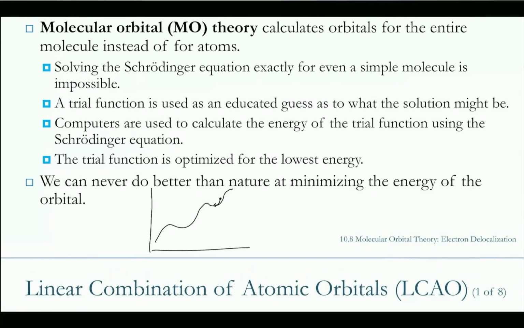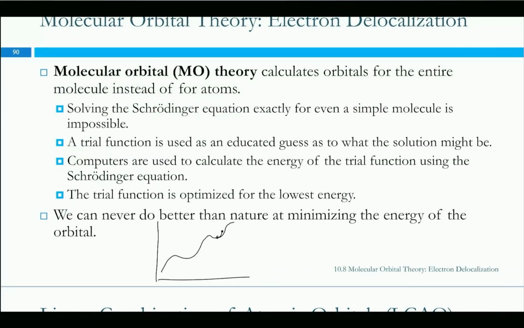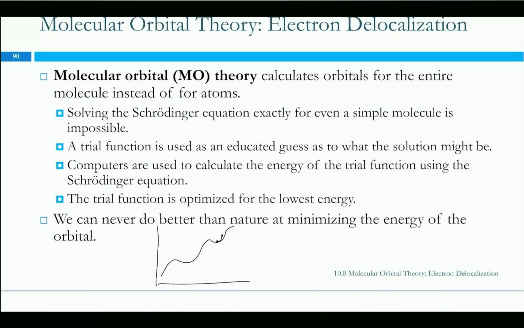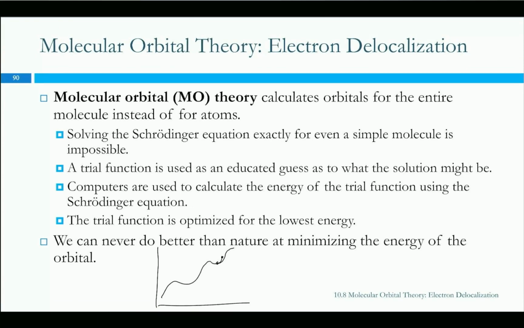So starting with a trial function is like picking a point when you can't see what the entire graph looks like, and then looking for the lowest energy from there. We're not going to do that, but that's how they do it when they're trying to solve Schrodinger's equations.